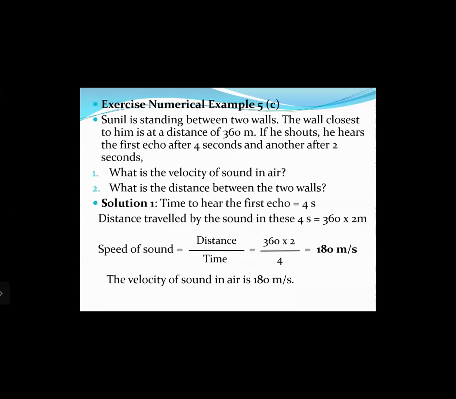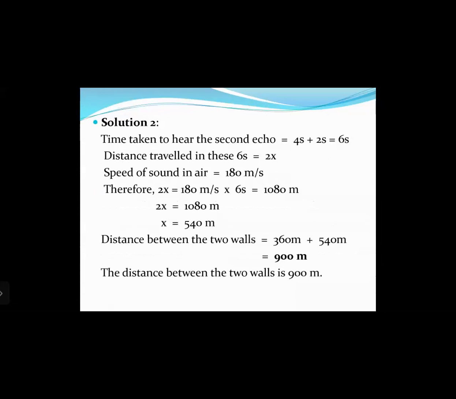After 2 seconds means the time taken to hear the second echo will be 4 seconds for the first echo and 2 seconds more for the second echo. That means the time taken for the second echo will be 4 seconds plus 2 seconds, that is 6 seconds. Now the distance traveled in these 6 seconds we can take as 2x. Why 2x? Because again, in the same way, the sound has to travel from Sunil up to the wall and then back to Sunil. So it has to travel double the distance. That is why we have taken 2x.